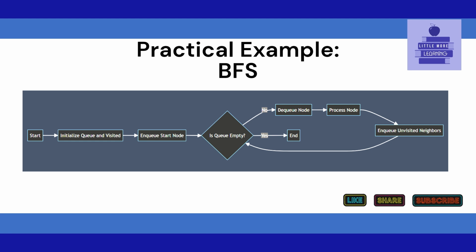Step 5, dequeue a node. Step 6, process the node, e.g., print or store it. Step 7, enqueue all unvisited neighbors of the current node and mark them as visited. Step 8, end of the algorithm.